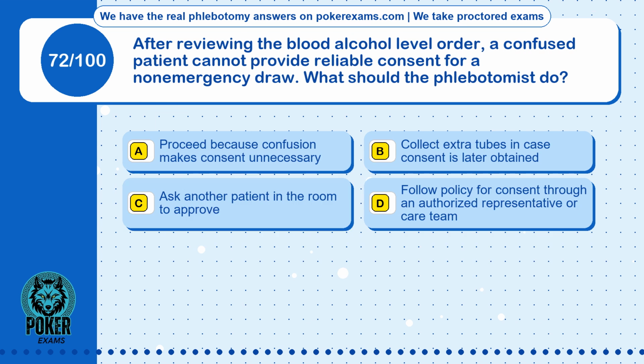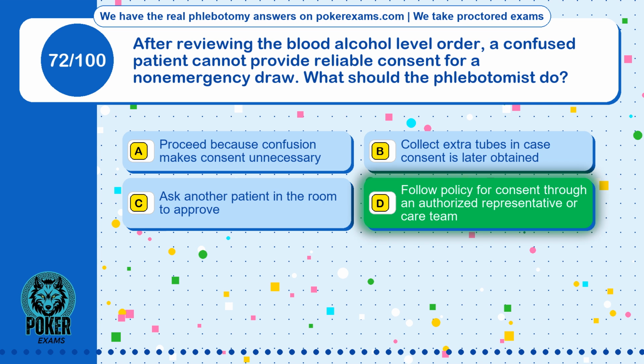Question 72. After reviewing the blood alcohol level order, a confused patient cannot provide reliable consent for a non-emergency draw. What should the phlebotomist do? Option A, proceed because confusion makes consent unnecessary. Option B, collect extra tubes in case consent is later obtained. Option C, ask another patient in the room to approve. Option D, follow policy for consent through an authorized representative or care team.